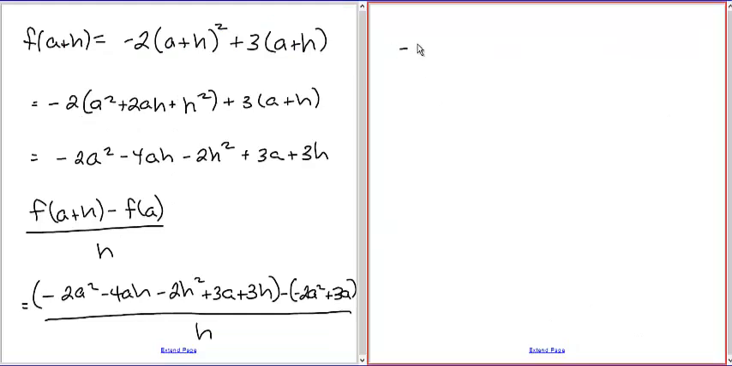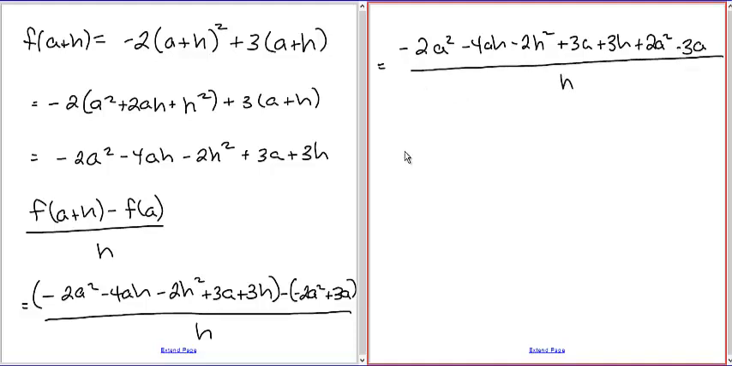And let's go ahead and remove the parentheses from the first five terms: minus 2a squared, minus 4ah, minus 2h squared, plus 3a, plus 3h, and then distribute the negative sign. So the negative 2a squared becomes plus 2a squared, and the positive 3a becomes negative 3a. You divide the whole thing by h. Now, what always happens in these difference quotients is that the terms that just involve a cancel out. So negative 2a squared cancels out with positive 2a squared. This one has h, this one has h, this one has just a, so negative 3a, and then we subtract 3a, so that goes to 0.